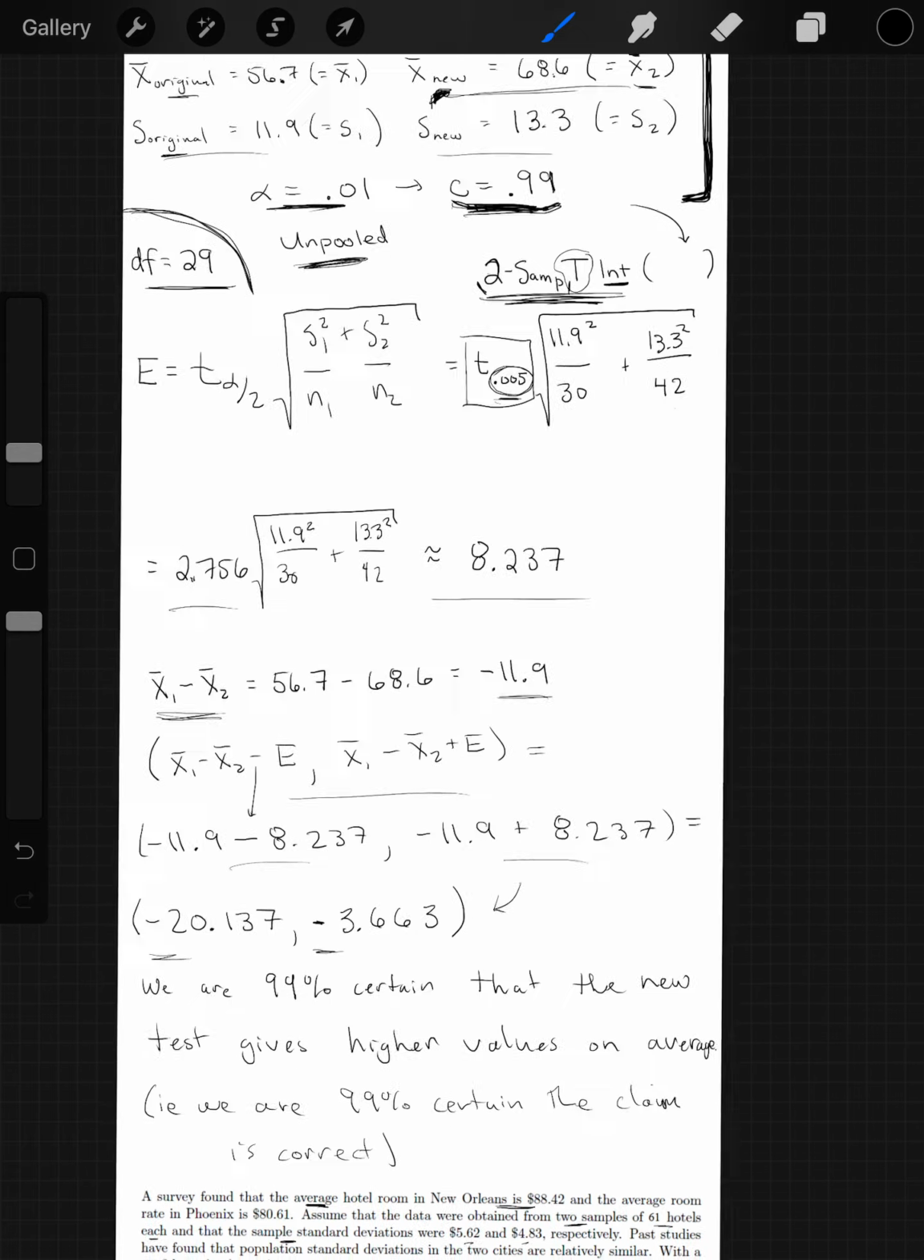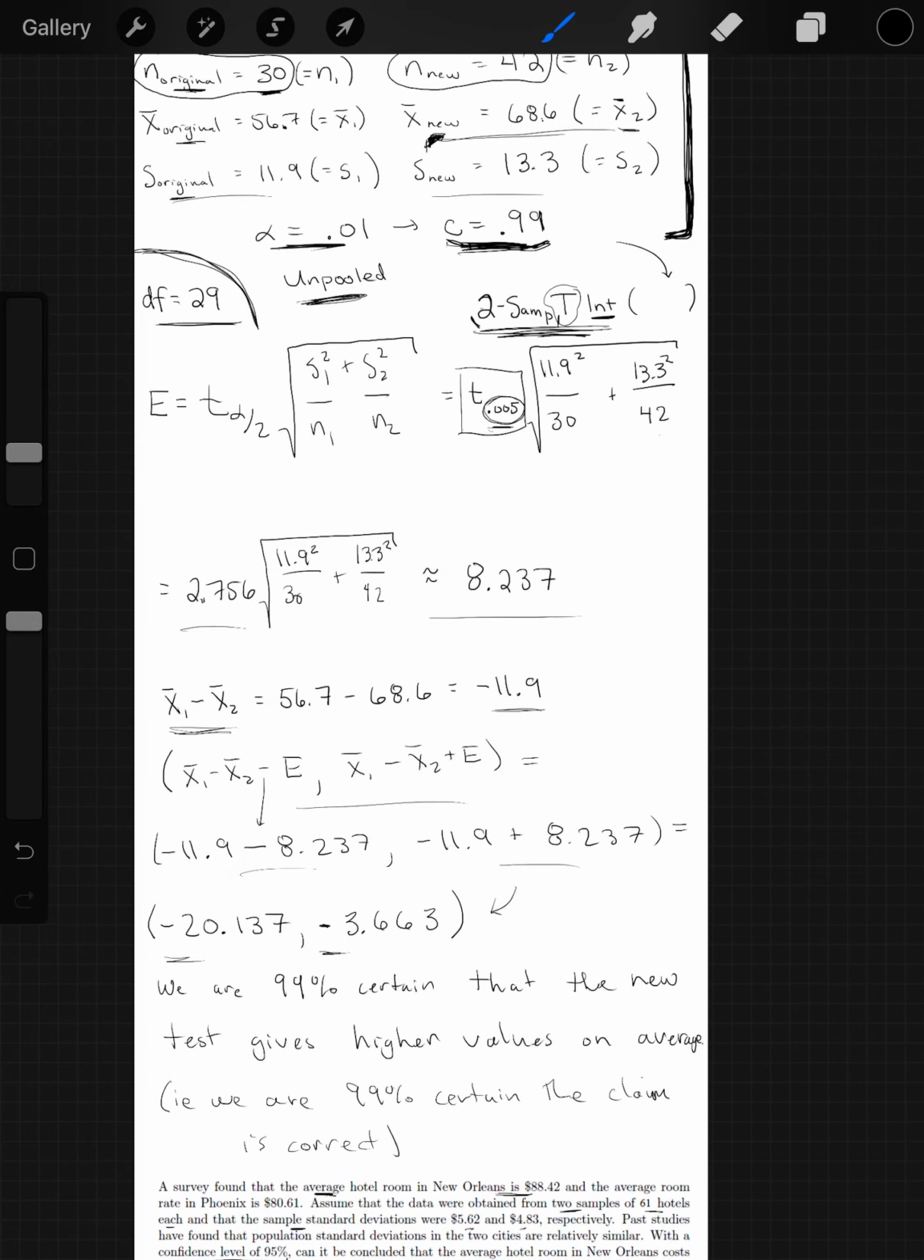And for these comparing two means problems, and this will continue on to next time, what we really care about is, are both endpoints negative? Are they both positive? Or is one of them negative and one of them positive? In this case, they were both negative. And what that means is that we are 99% certain, because that was our confidence level, that our difference of means is going to be negative.